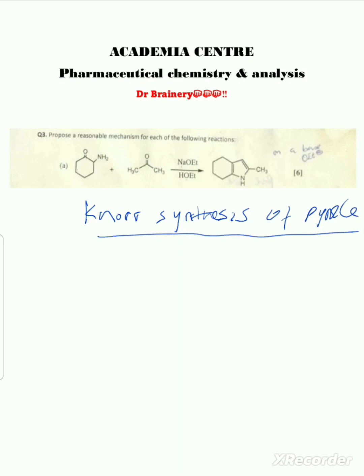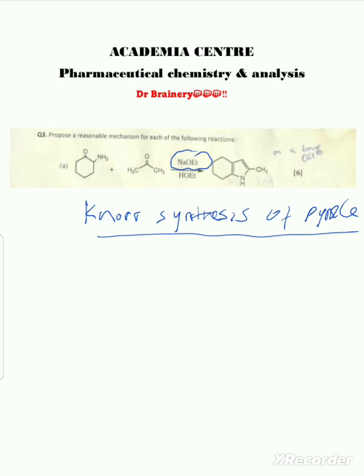Let's try to look at this question that came in one of the question papers, and this is Knoevenagel synthesis of pyrrole. So the reaction is called Knoevenagel synthesis of pyrrole. Then it is catalyzed by the base. So this is called the base catalyzed reaction. It's not an acid. Okay, so we need to know how to go about this.